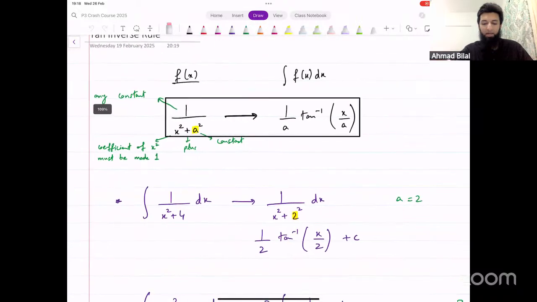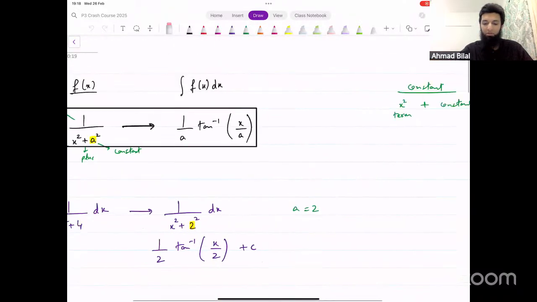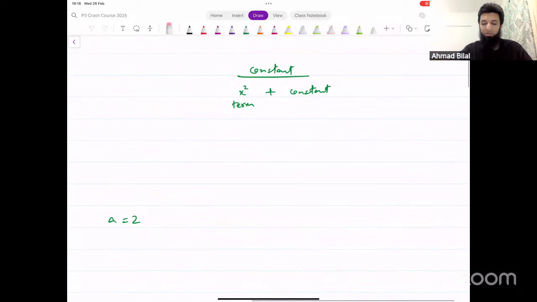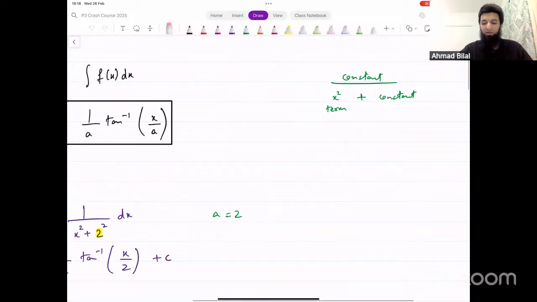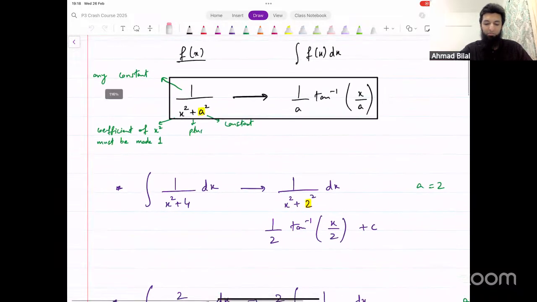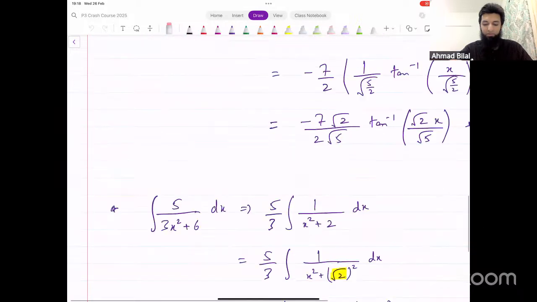We talked about the tan inverse rule. This is the condition for using that: constant over x squared term plus some constant. That's the condition for using the tan inverse rule. And this is the format for that. We did a number of examples in this.